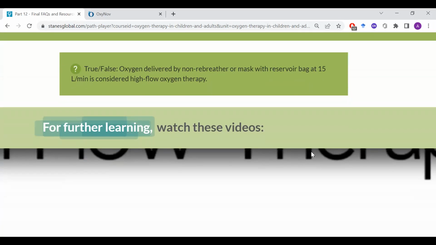There's a question there, which you will answer in the chat box. Is it true or false? Oxygen delivery by a non-rebreather mask with reservoir bag at 15 liters per minute is considered high flow oxygen therapy. So is a non-rebreather at 15 liters per minute considered high flow oxygen therapy? They can give like a minute.